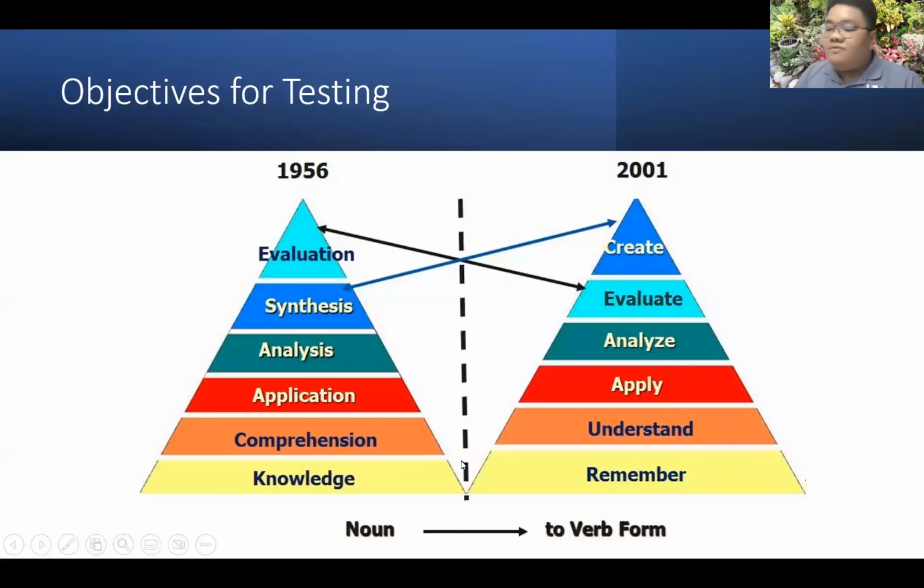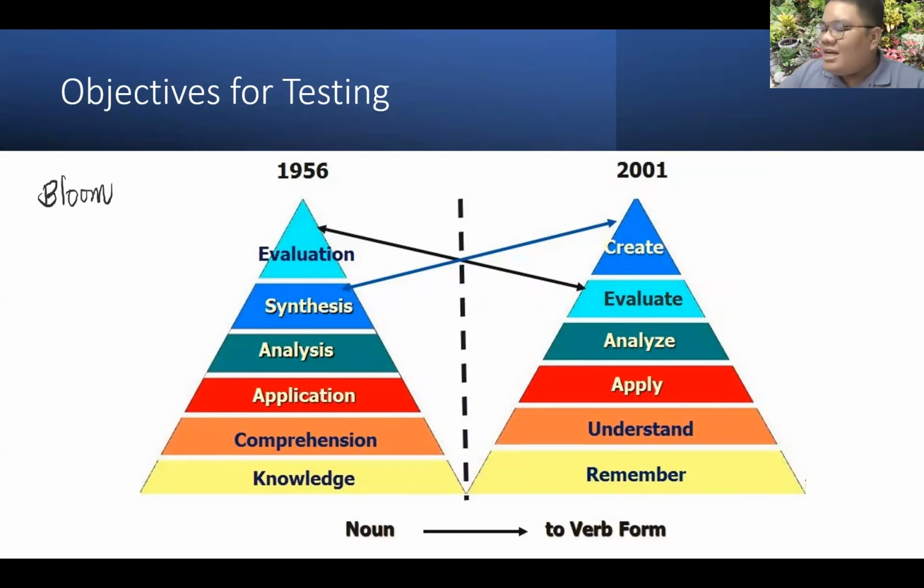Now, what are the objectives for testing? So class, when we say objectives for testing, we go back to that triangle, right? That's why this triangle, the Bloom's taxonomy, will still be part of your succeeding examinations, because a lot of what we are doing in education is related to this. Now, on the left side of the screen, I borrowed this picture from the internet. You will see the original work of Bloom, which was way back in 1956.